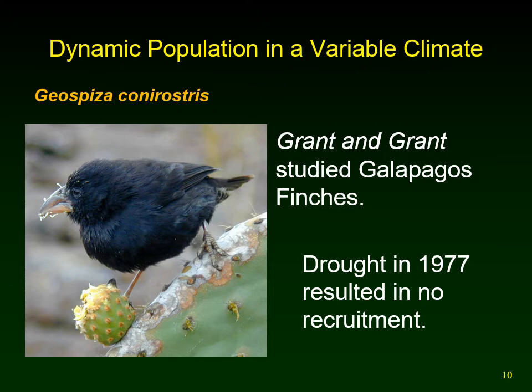It's 1,000 kilometers off the west coast of South America, and it does have a highly variable climate. You can get El Niños, you can get years where you have lots of rainfall and years where you don't have very much rainfall. So we have a variable climate here. And in 1977, a drought resulted in none of the young finches surviving that year because the parents couldn't get enough food for them.